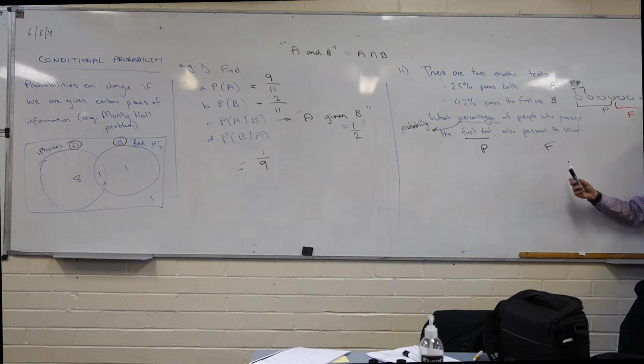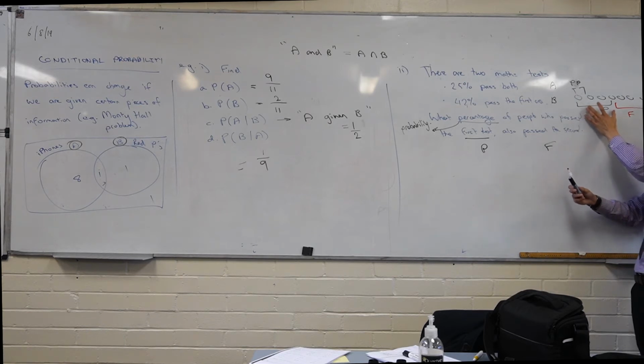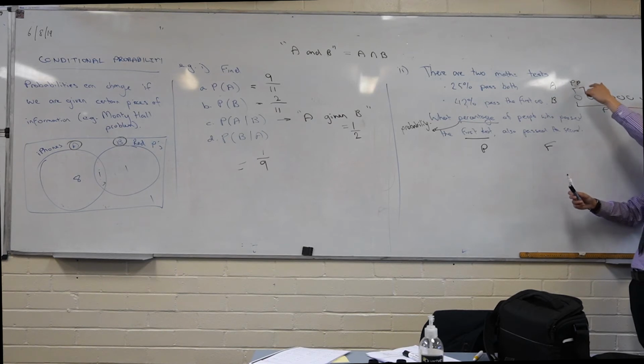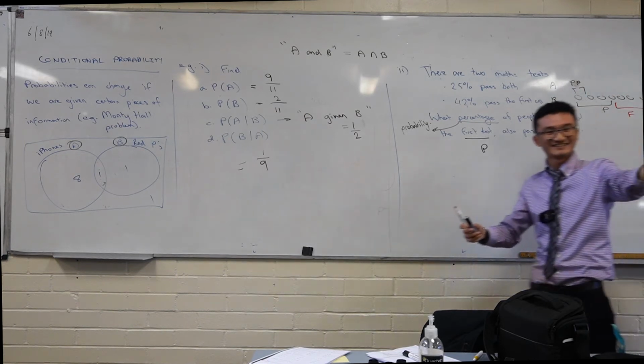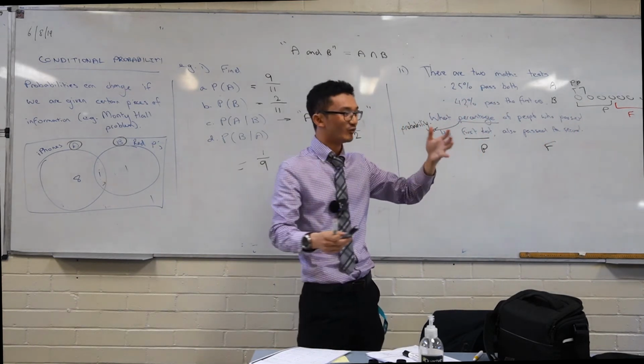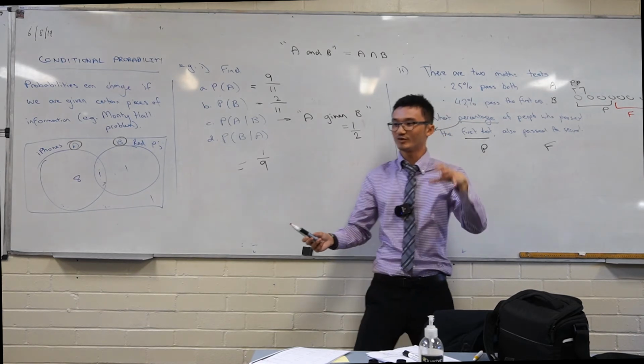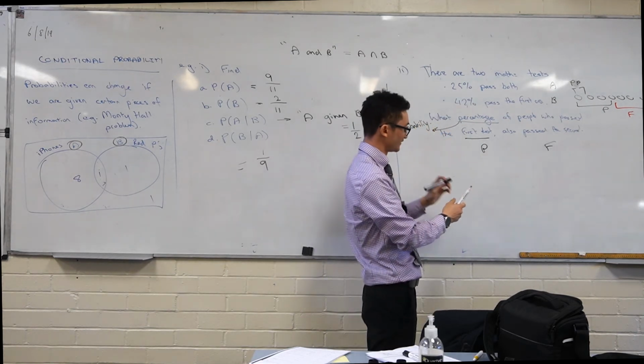Is that kind of getting clear? So of the people who passed the first one, how many of them passed both? It's not 25%. That's 25% of the whole class, right? Does that make sense now? It's the same thing here. What's happening? Our sample space is being restricted. It's being changed. What's the sample space now? People who passed the first test.